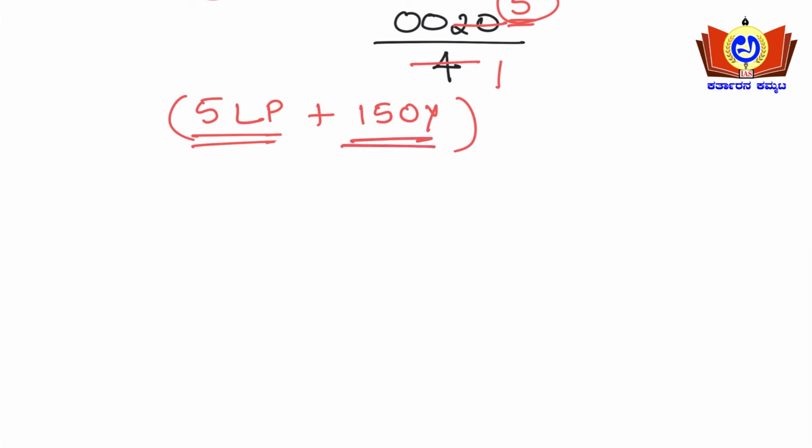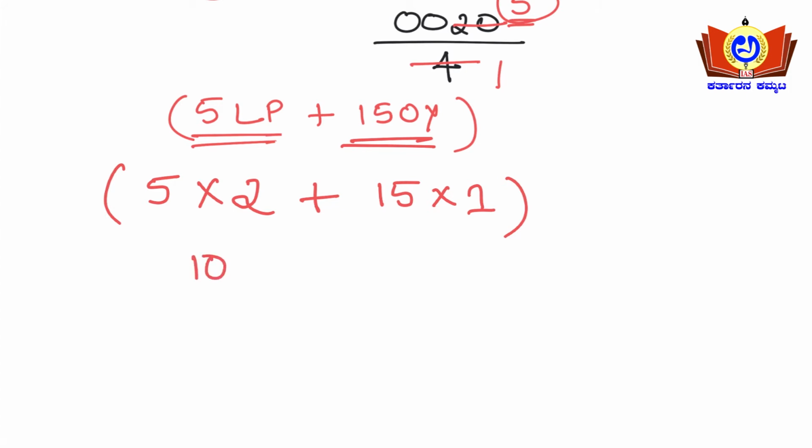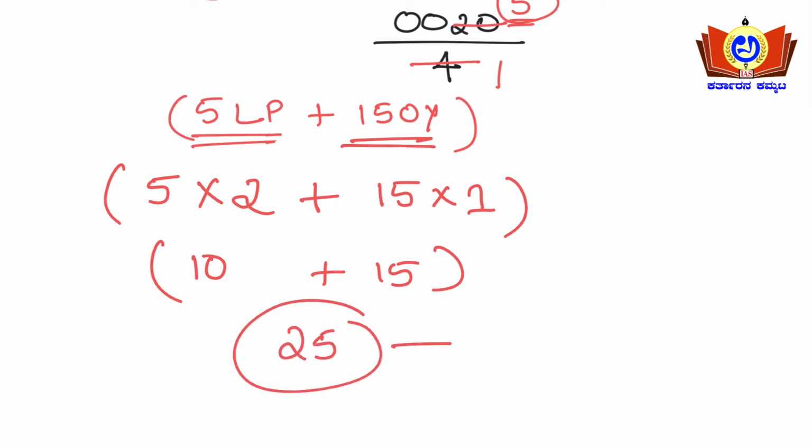So in each leap year, we know that there are 2 odd days. Yes or no? In one leap year there are 2 odd days. How many leap years are there? 5 leap years. So in each leap year there were 2 odd days, plus 15 ordinary years, and in each ordinary year we got 1 odd day. So this is 5 into 2 is 10, plus 15 into 1 is 15. So 10 plus 15 will be 25. So 25 odd days we got.